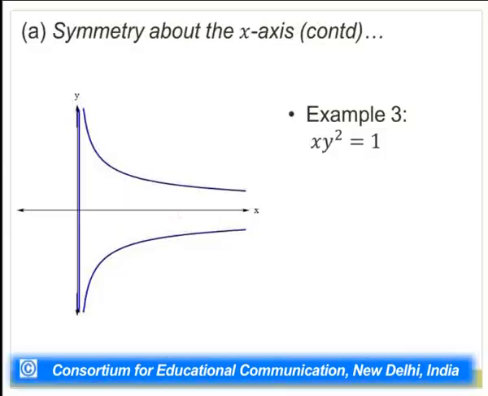Let's look at yet another example of symmetry about the x-axis before I move on to a discussion of symmetry about the y-axis. Here I'm showing you the graph of x y square equal to 1, and here again we have symmetry about the x-axis. At this point in the course, we don't expect you to be drawing all these graphs. If you can draw them, well and good, but you will be able to draw all these graphs once we do calculus, differentiation in particular.